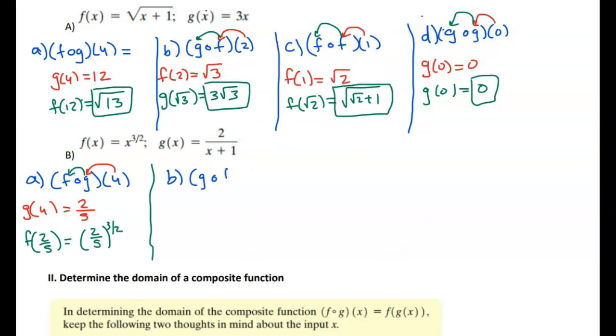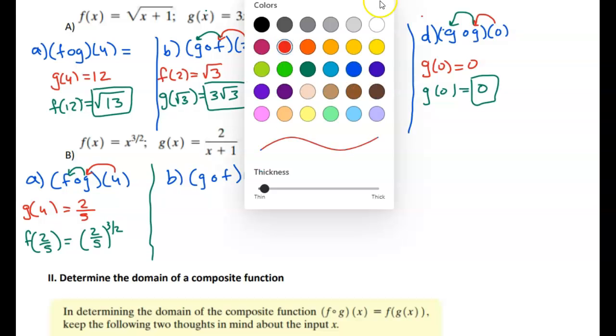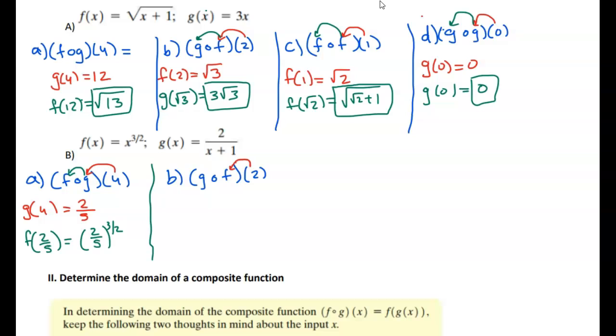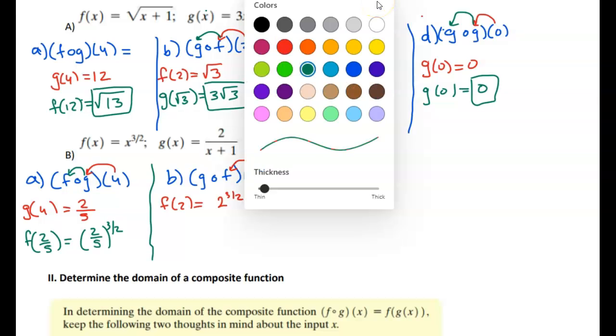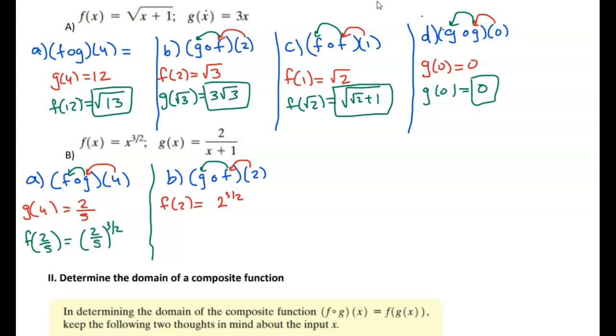Right, g of f of 2. Okay, so we're going to plug 2 into f. f of 2 equals 2 to the 3 halves. And then we're going to plug this into g. So g of 2 to the 3 halves equals 2 over 2 to the 3 halves plus 1.